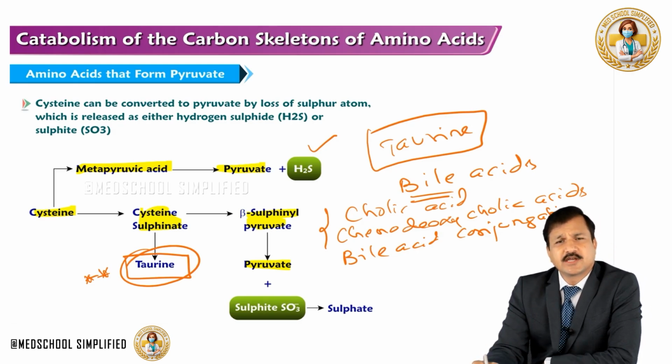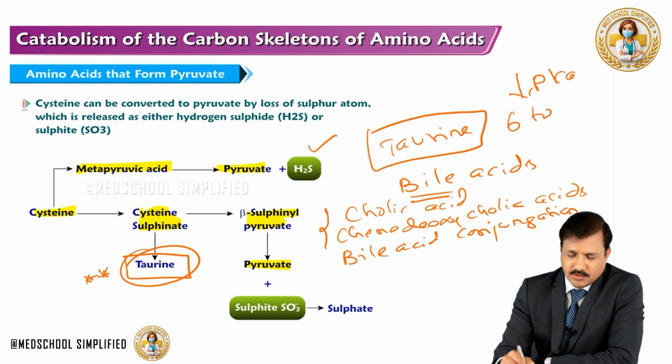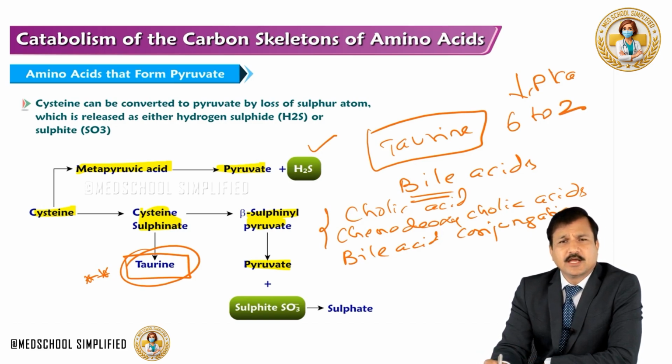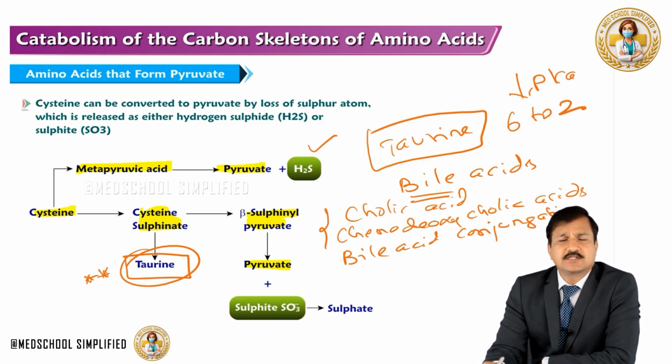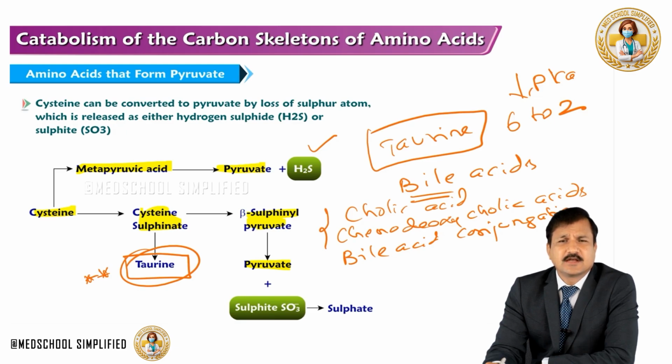So bile acids are conjugated with taurine, and conjugation of taurine with bile acids will decrease the pKa of these bile acids from 6 to 2. Thereby, it increases the efficiency of bile acids in the duodenum. In my lecture on bile acid synthesis, I have already explained in detail how exactly this goes on in the hepatocytes and what is the use of bile acid conjugation.